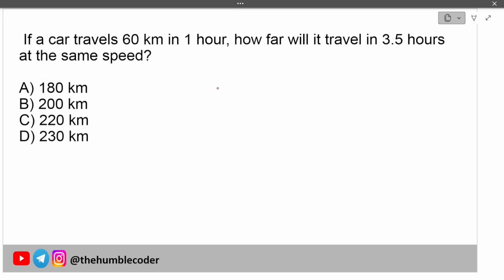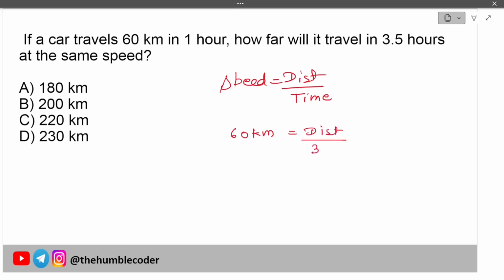This is a speed based question, so you should know that the formula for speed is distance upon time. If you are aware of this formula, then it will be easy for you to solve these types of questions. The speed that is given to us is 60 kilometers per hour. Distance is the one that we have to find out, and time is given to us as 3.5 hours.